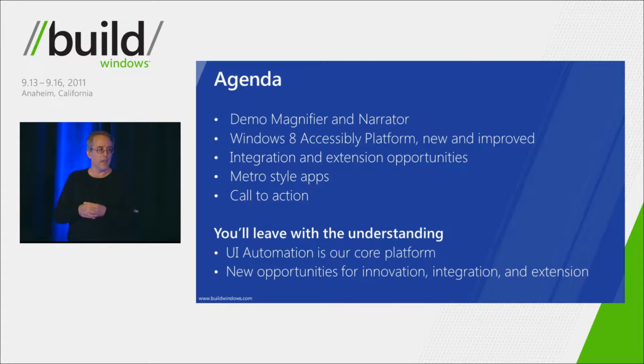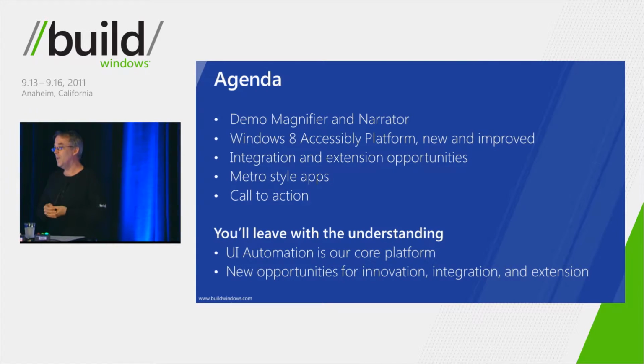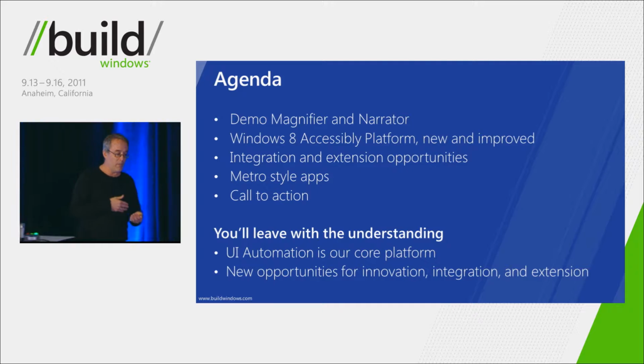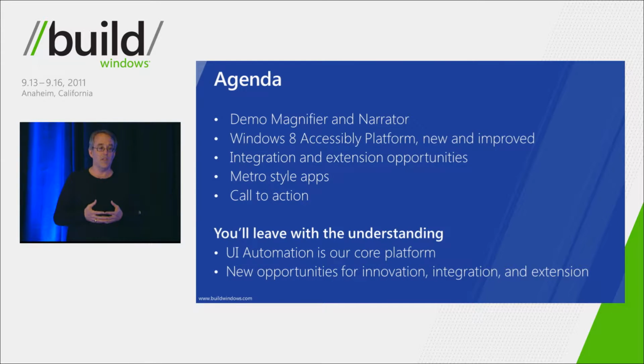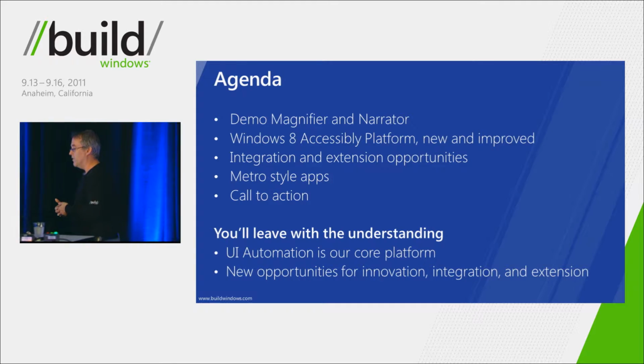And then finally, a call to action. There's some things that you may have to respond to as you develop these applications on Windows 8, and so we just want to make sure you understand where those pieces fit. And overall, when you walk out, we really want you to understand that UI automation is our continued investment for accessibility. It is where we want information to flow to and from the applications. And then, most importantly, we believe there are great opportunities in your ability to integrate and extend and really bring a full usability to your clients on Windows 8.